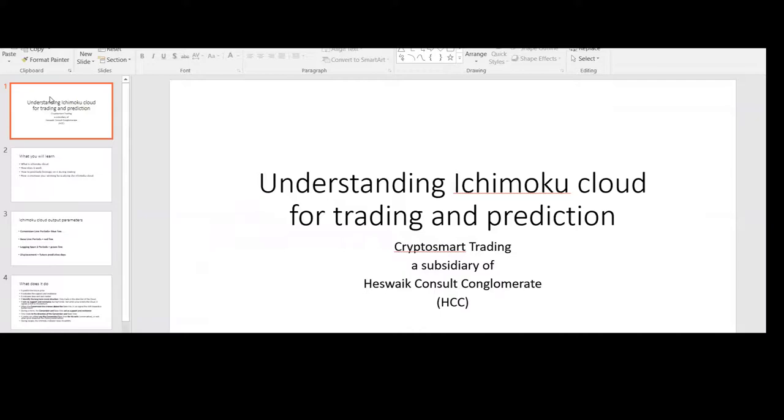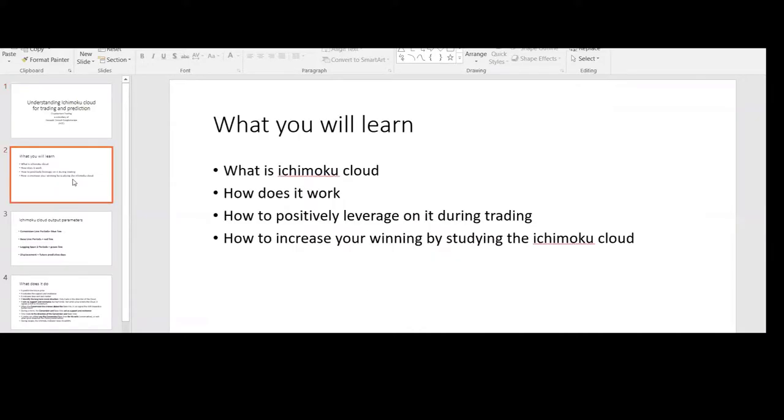Ichimoku Cloud for trading and prediction. Basically, you're going to learn what Ichimoku Cloud is all about, how to understand it, and how to use it for prediction. It tells you where the price is going, when you want to enter, and when to short and when to long. It tells you about the resistance and the support as well.